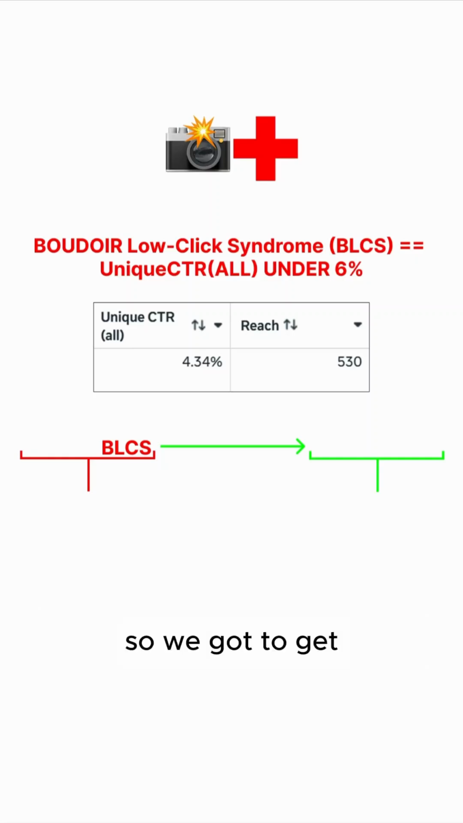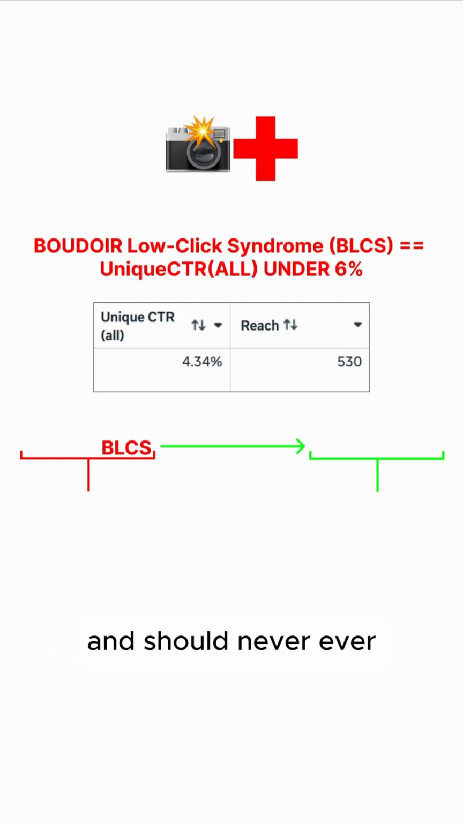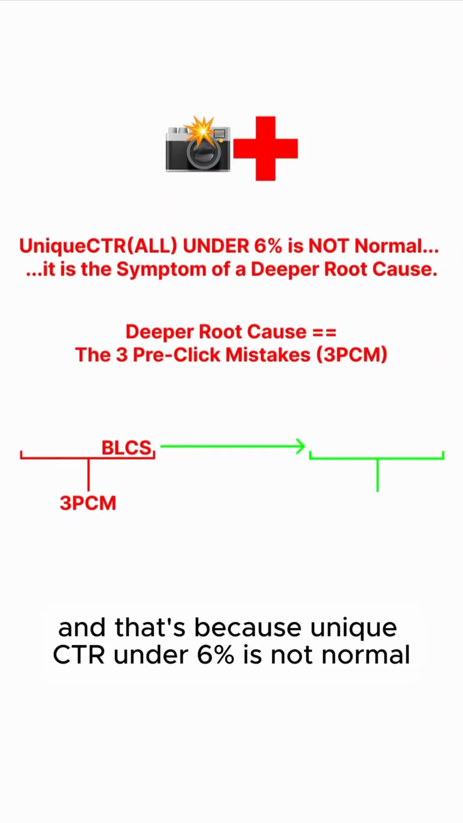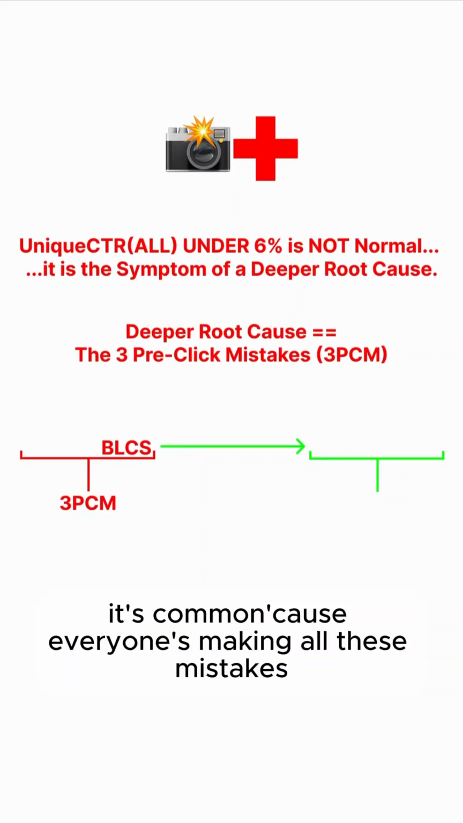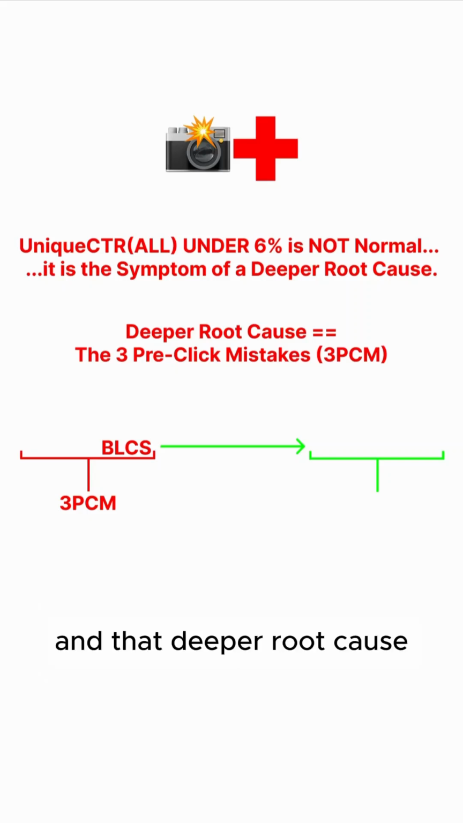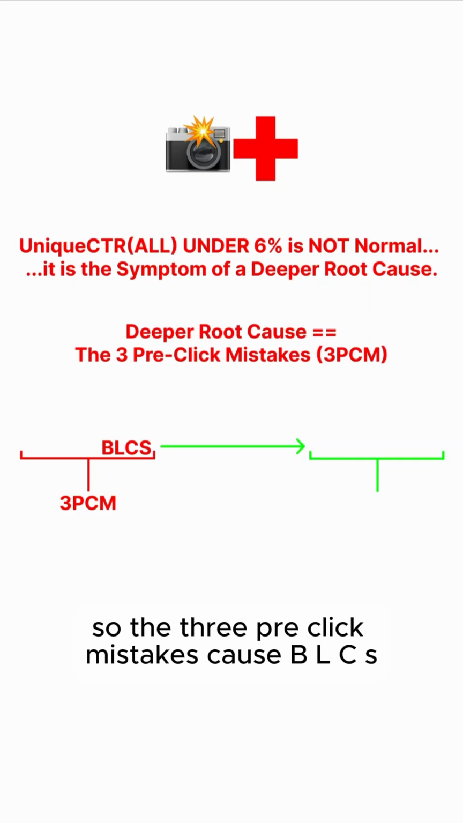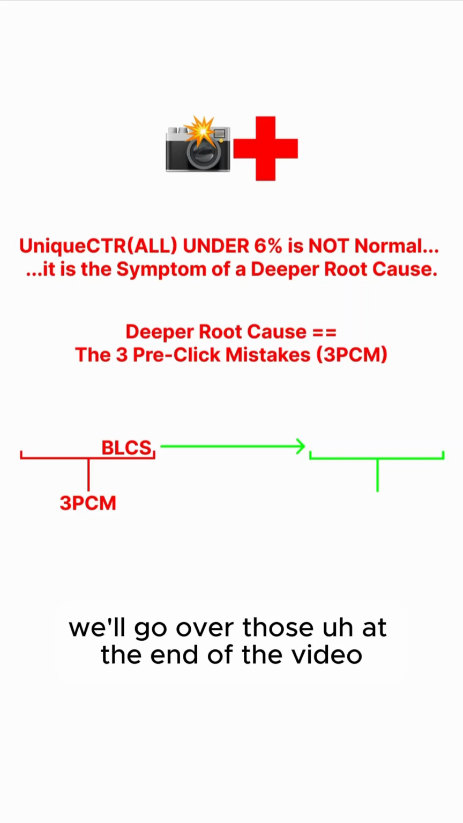So we've got to get this number, unique CTR, up as high as possible, and it should never, ever be lower than 6%. That's because unique CTR under 6% is not normal. It's common, because everyone's making all these mistakes, but it's not normal. Is this actually the symptom of a deeper root cause? That deeper root cause is the 3 pre-click mistakes. The 3 pre-click mistakes cause BLCS. We'll go over those at the end of the video.